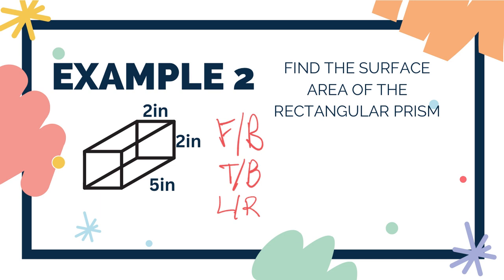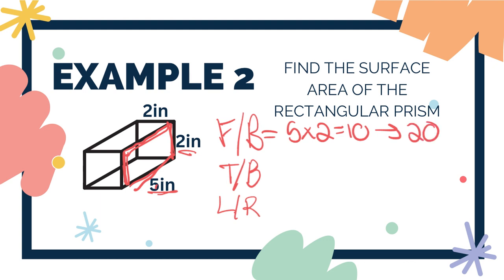All right, so first let's look at the front and back. So here's the front of this shape. And we can see the front of this shape is 5 by 2. So for the front and back, we would do 5 times 2, which is 10. So it's 10 for the front and 10 for the back. So total, that gives us 20 because we have to double it because the front and back are the same.